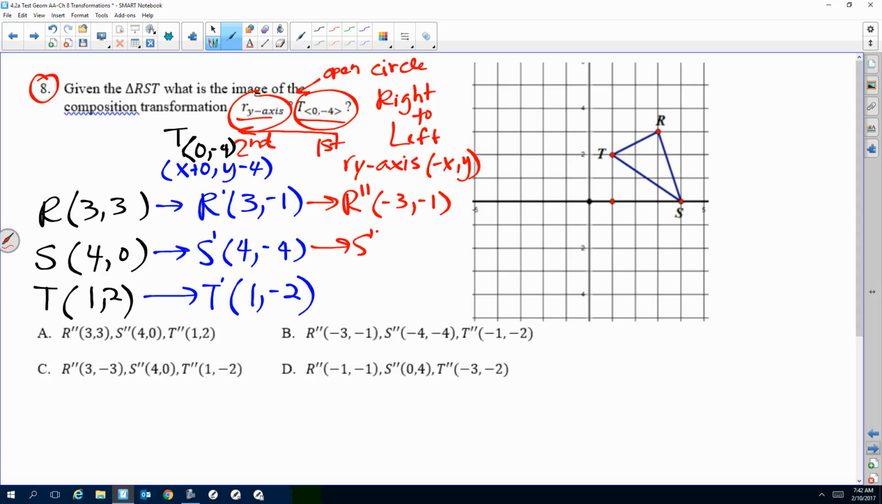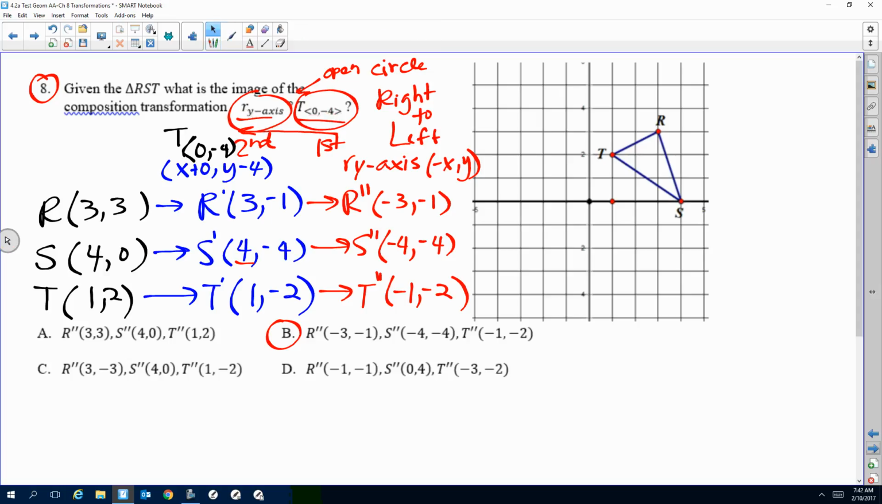My s double prime. X is changing. My x is positive 4, now becomes a -4. And then -4. The y stays the same. T double prime. -1, comma, -2. And so we were looking for that answer choice, and that was B. So you have your work. You need to study these steps, what to do first, what to do second. You're definitely going to see that one again.